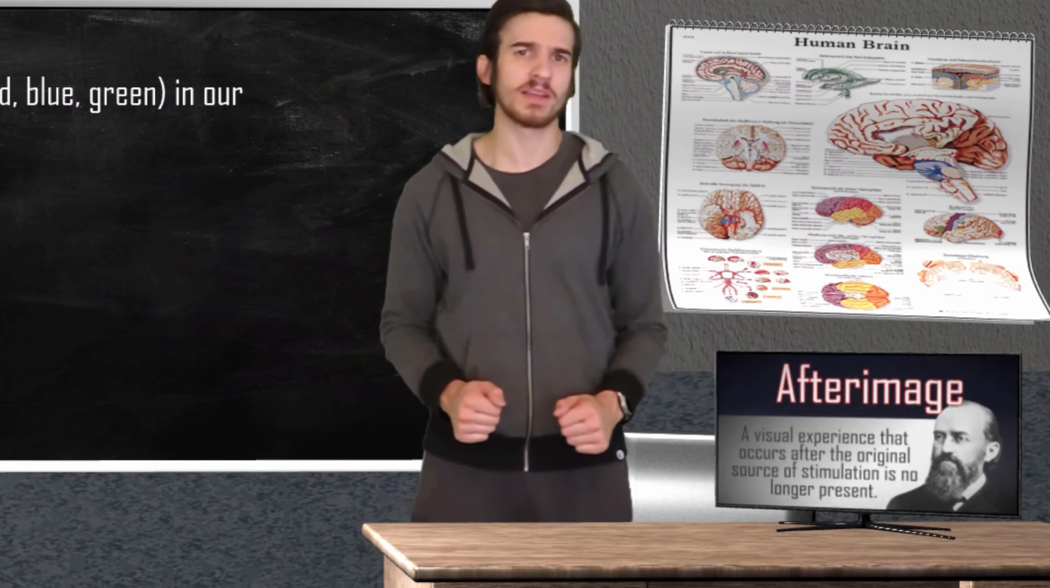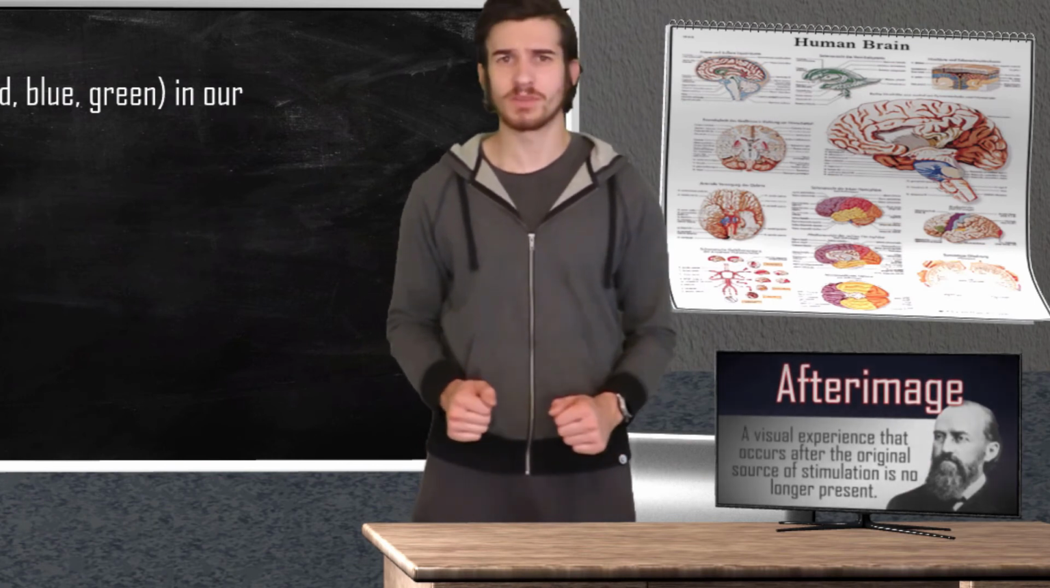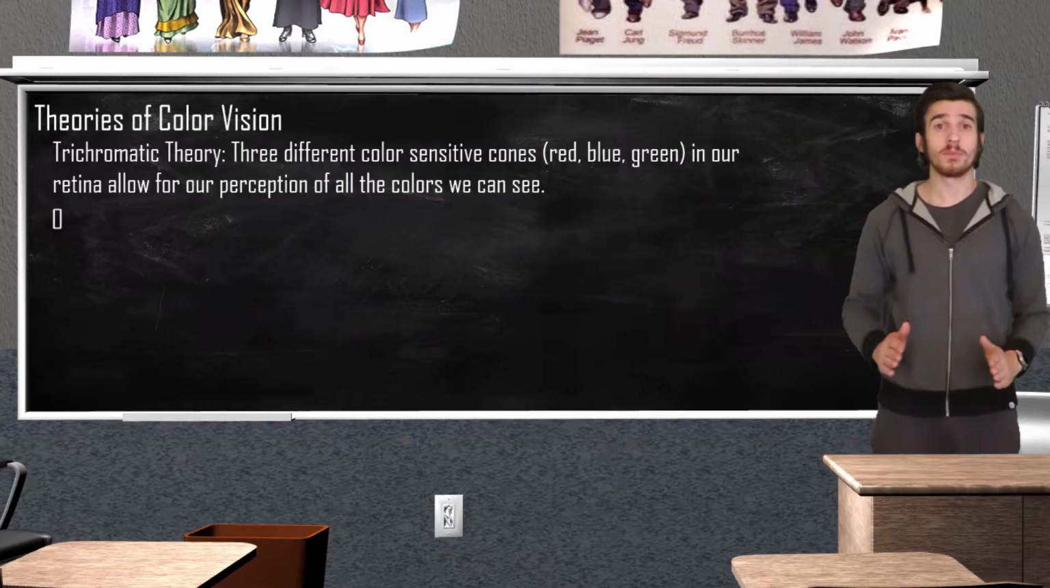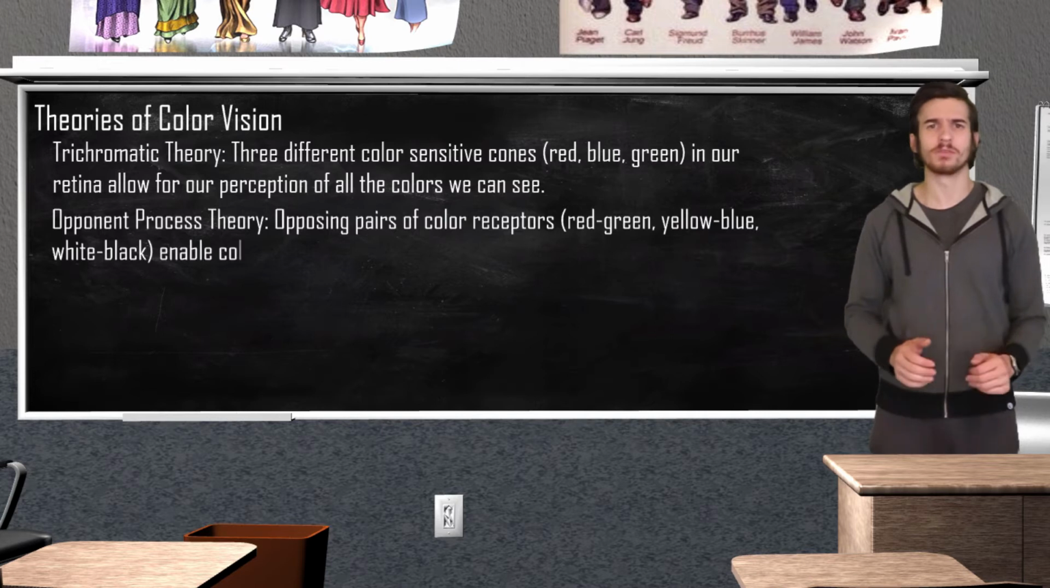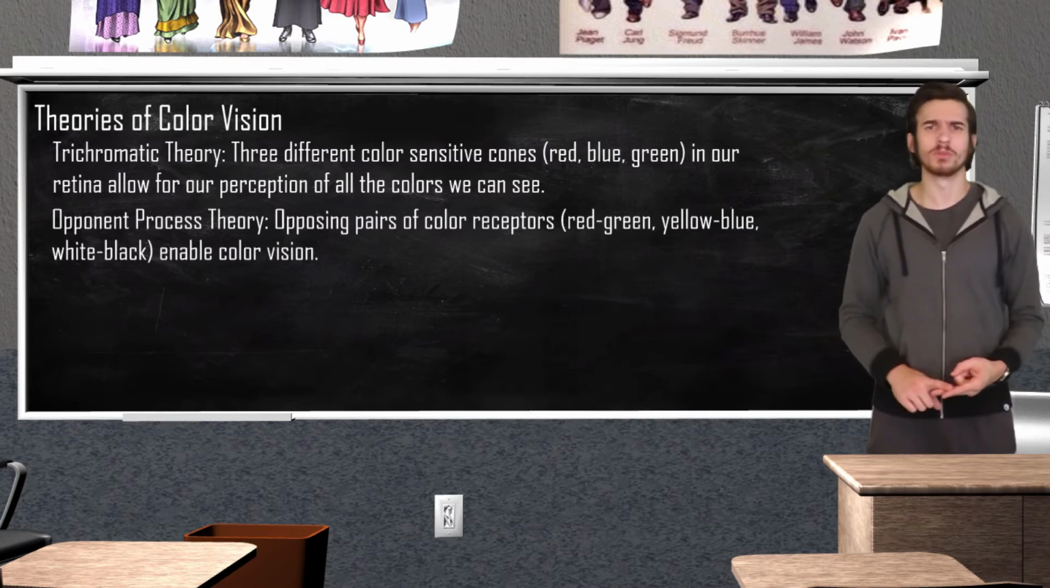Trichromatic theory only explains how color vision happens in the receptors, but not how we perceive colors in the brain. The opponent process theory states that opposing pairs of color receptors enable color vision. So red-green, yellow-blue, and white-black. A century after Hering proposed his hypothesis, scientists were able to confirm it.